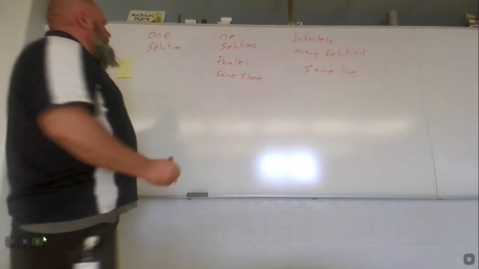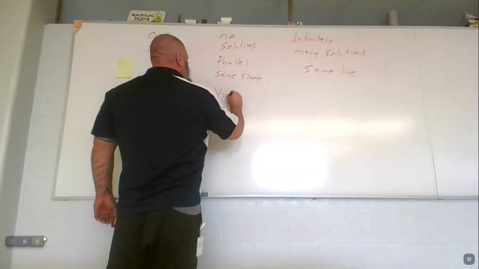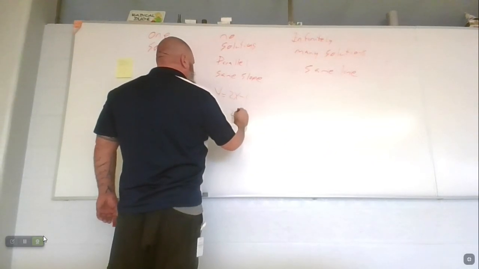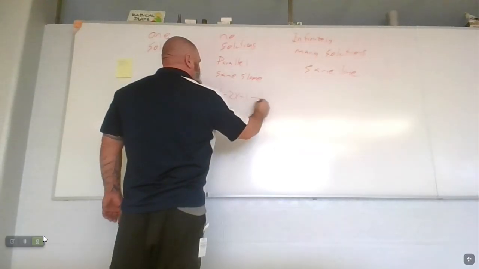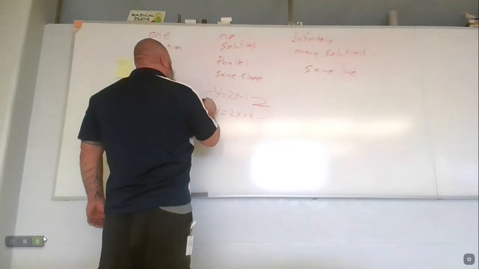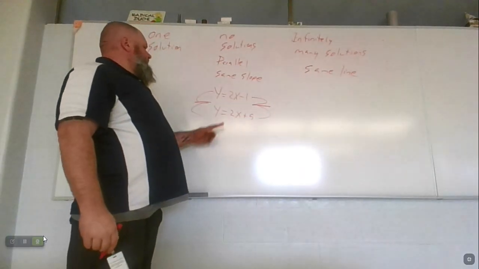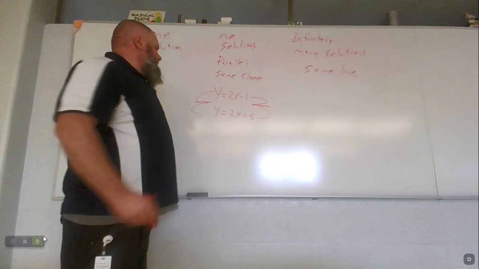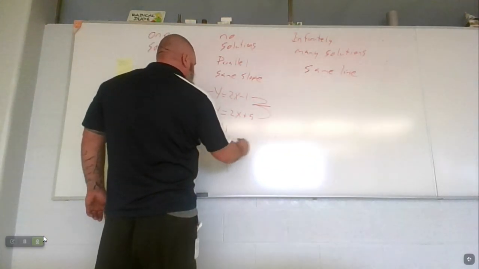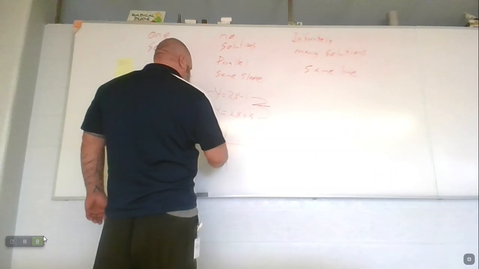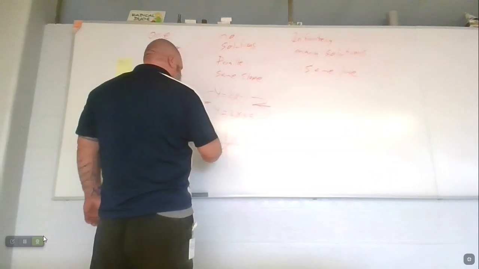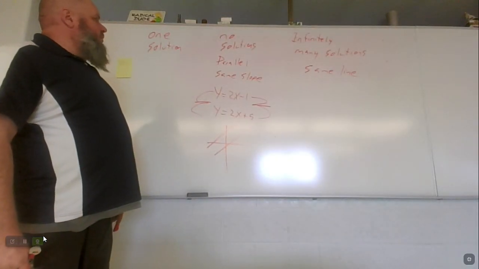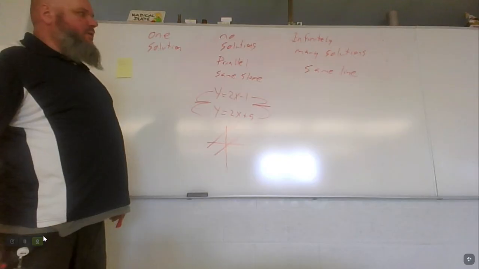If I were to give you y equals 2x minus 1 and y equals 2x plus 5. Well, if we look at this, they both have a slope of 2. So they have the same slope, but they have a different y-intercept, right? So this one is going to look something like this. The second one is going to look something like this. They are parallel, but not the same. Therefore, there are no solutions because they never intersect.